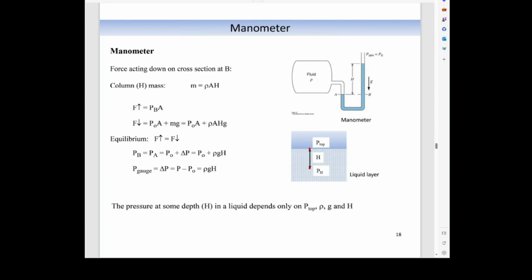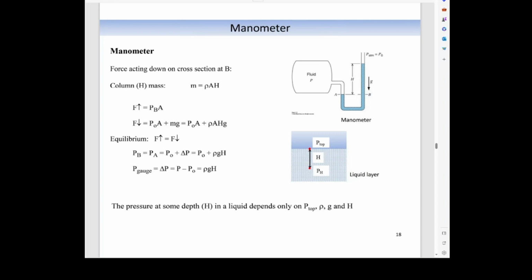The second part is to think about, as I previously stated, that the pressure at B is equal to the pressure at A. This follows from the equilibrium condition, where the cross-sectional area at B is the same as the cross-sectional area at A. In that case, the cross-sectional area A just cancels out, so we have just pressure PB equal to PA.